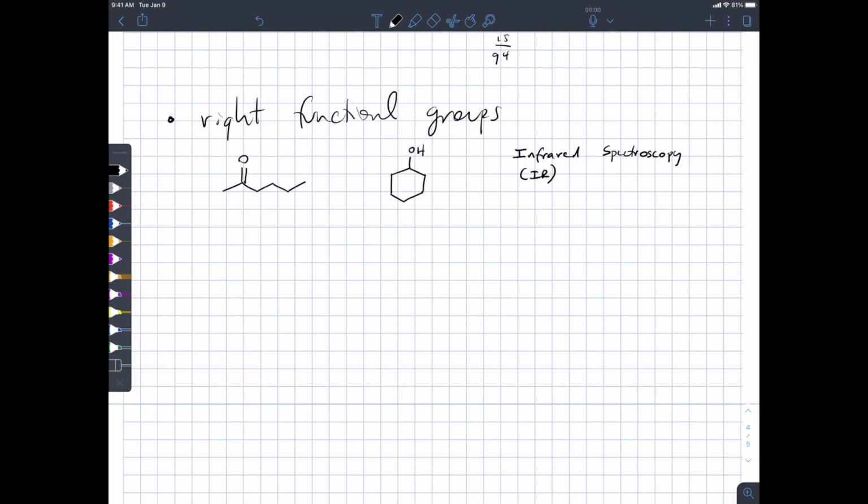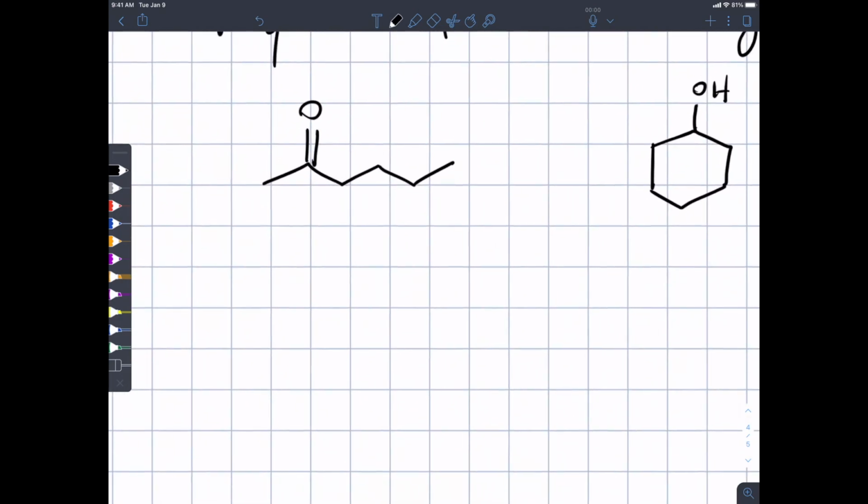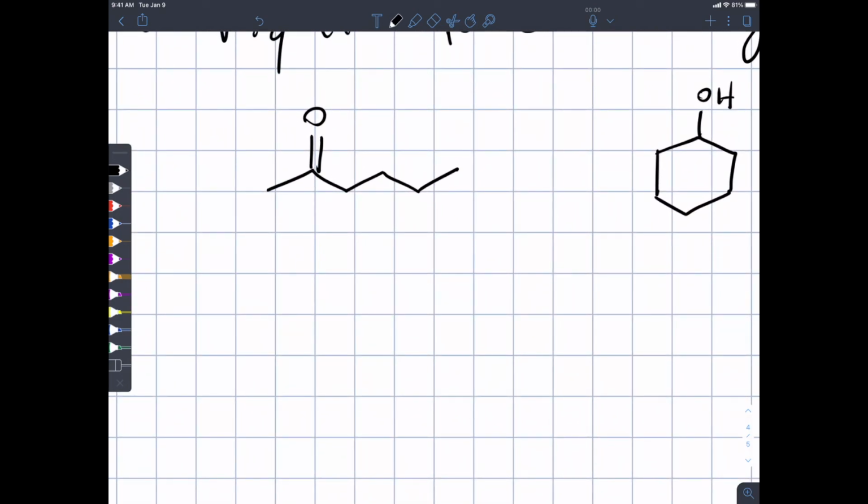IR is based on the idea that bonds vibrate. Okay, you can think of carbon, carbon, carbon, hydrogen, all these bonds as being springs. And there are various allowed, what are called vibrational modes present in molecules. For example, for a carbonyl, there would be a stretching mode where the carbon-oxygen pi bond stretches in this direction at the same time as the adjacent carbon-carbon bonds are stretching in that direction.